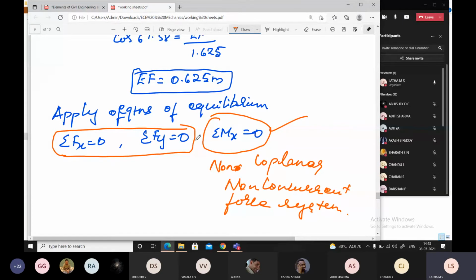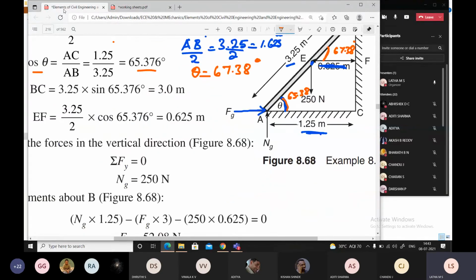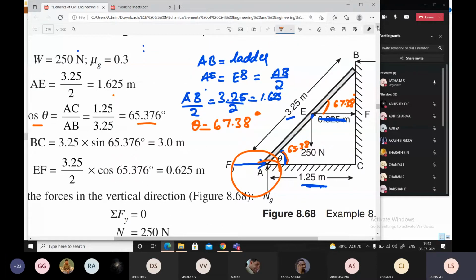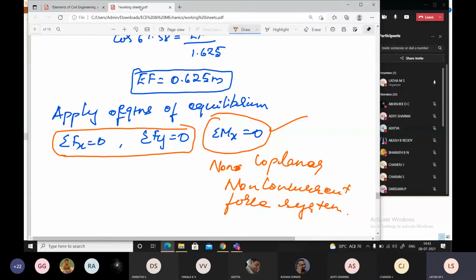Non-concurrent. They are not all in the same plane. Do you find all are in the same plane? This is in one plane. This is in one plane. Correct now? Yes or no? You find the forces acting in different planes, one on the horizontal plane, one on the vertical plane. So they are not at all in a coplanar system, and the forces are not at all concurrent.